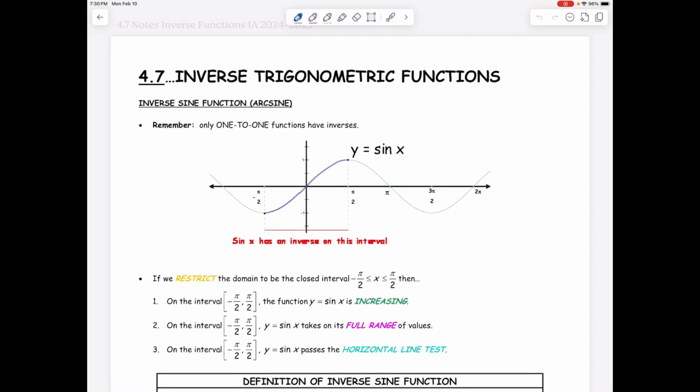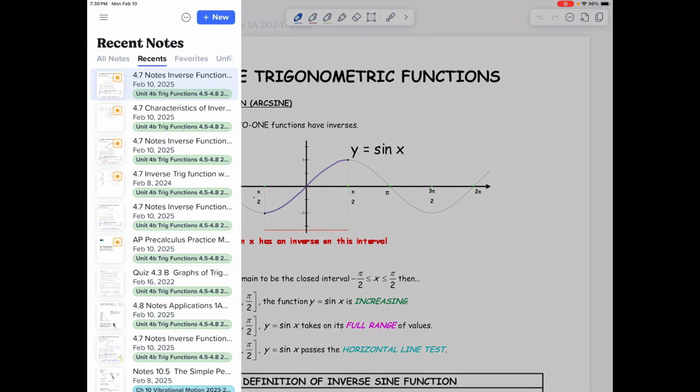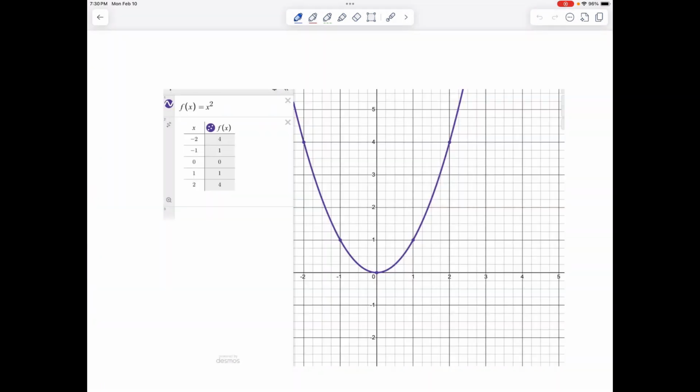In 4.7 inverse trig functions, we're going to apply our earlier study of inverse functions back at the beginning of the year to trigonometric functions. So it might be helpful to look at an example that we studied earlier, which was a parabola. And when I ask students what they remember about the inverses, one of the first things that they say is that all of the points on the original function swap places. So the x values and the y values are going to swap.